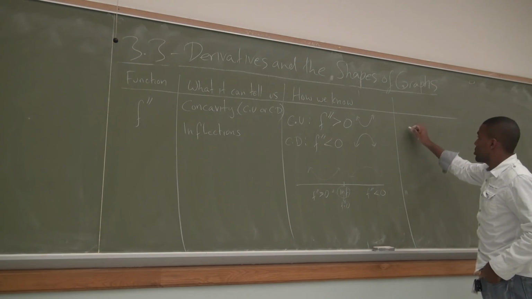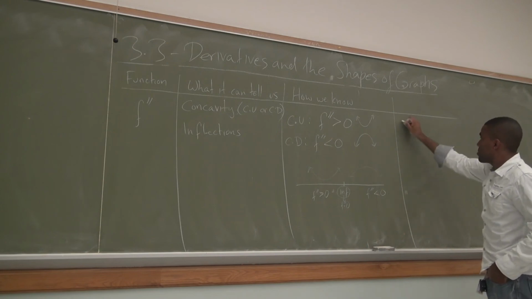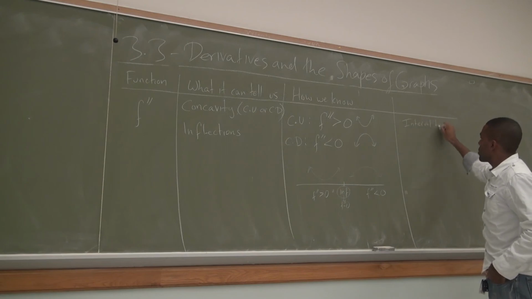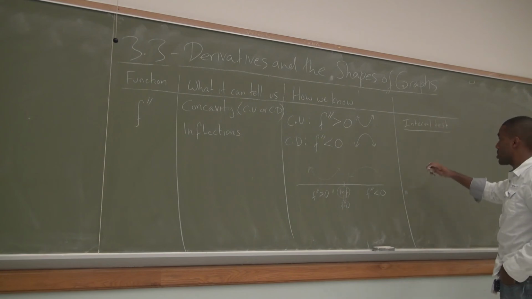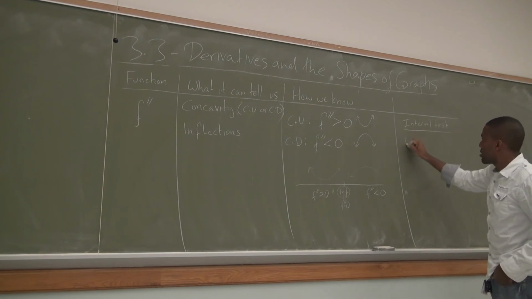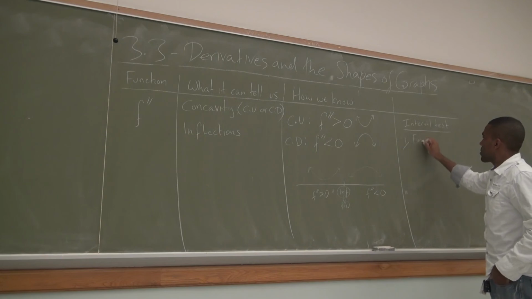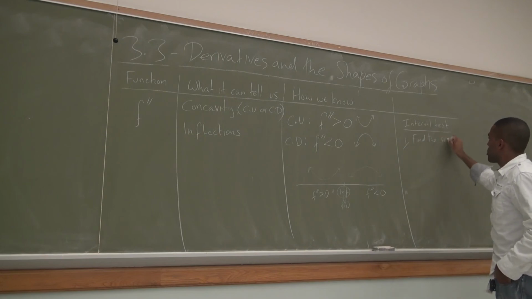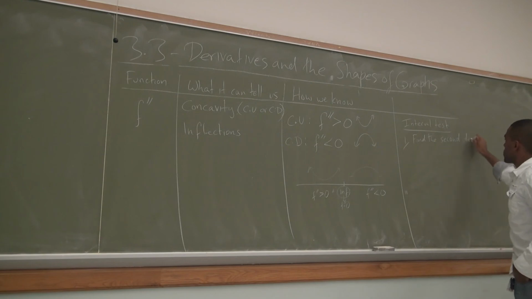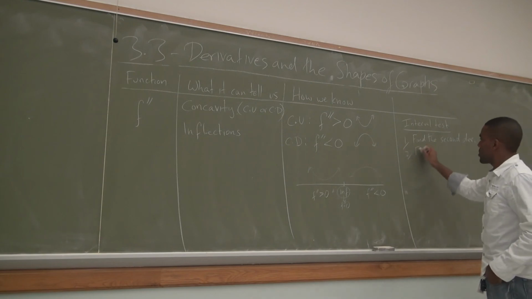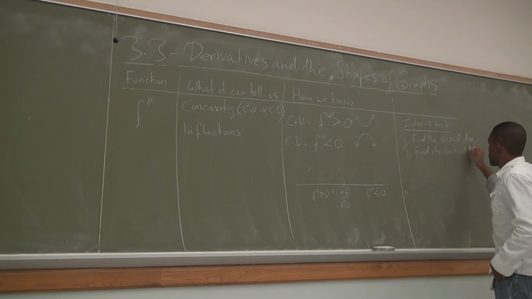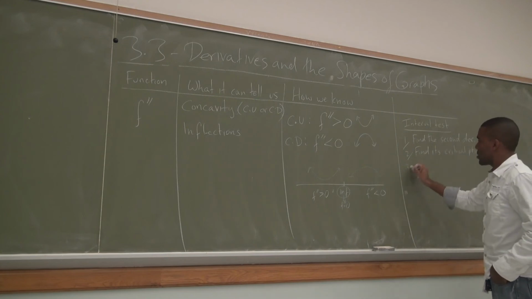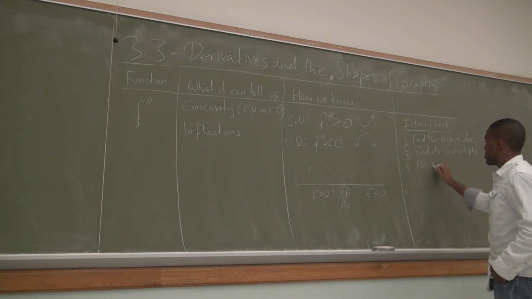And here, we can do the test. It's not called the second derivative test. The second derivative test is for a special thing. We'll go over that next time. But again, 1, find the second derivative. 2, find its critical points. 3, put these on the number line.